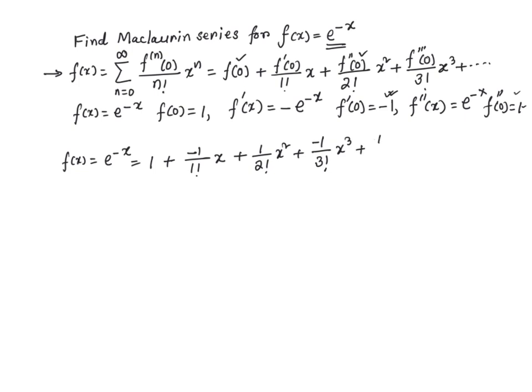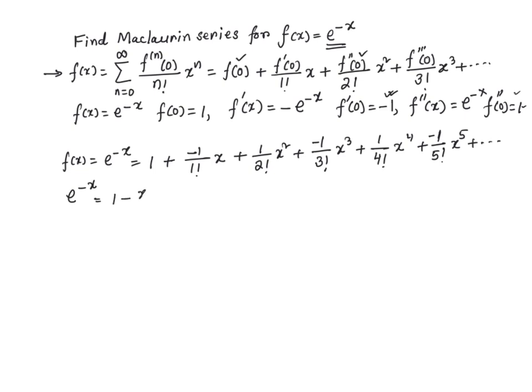Plus the fourth derivative evaluated at 0, which is 1, divided by 4 factorial times x to the power 4, plus negative 1, the fifth derivative evaluated at 0, divided by 5 factorial times x to the power 5, plus dot dot dot. And as you can see, this becomes very simple.